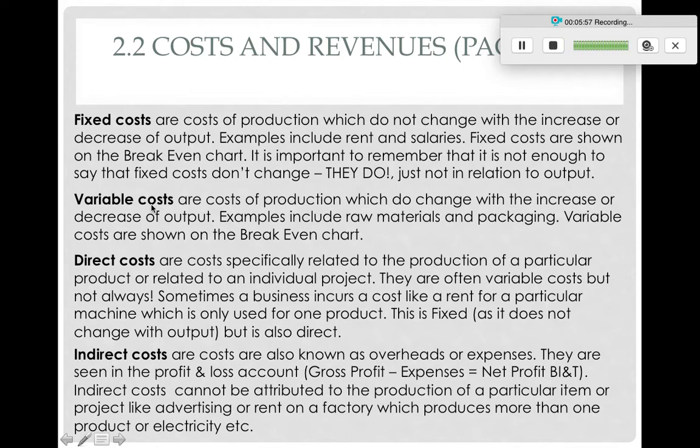relation to output. Variable costs are costs of production which do change with the increase or decrease of output. Examples might include raw materials and packaging. Variable costs are shown on the break-even chart.